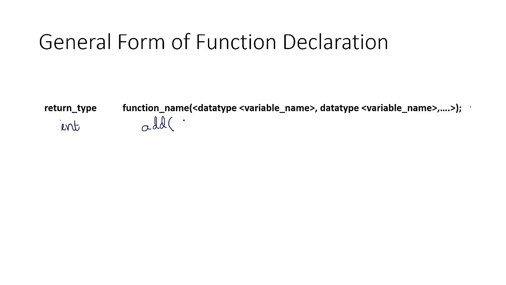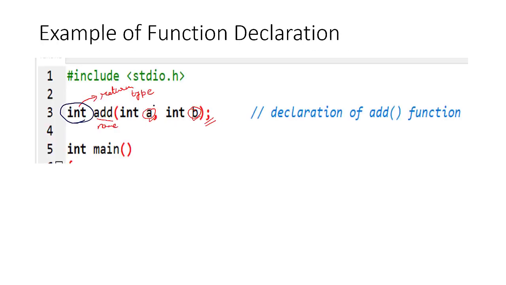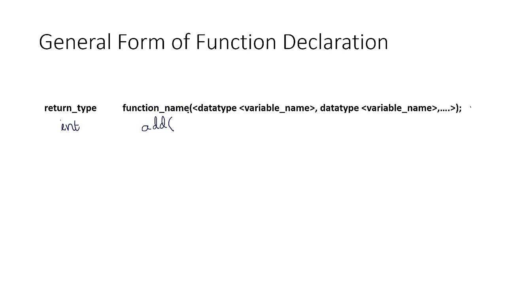Now, if the function is taking some input argument, then we need to specify the data type followed by the variable name. The variable name is also optional. You may provide the variable name, or you may not. We have provided the variable name in our example. Now you can see that this part is written in the triangular bracket, which means this part is optional. This part is not necessary.